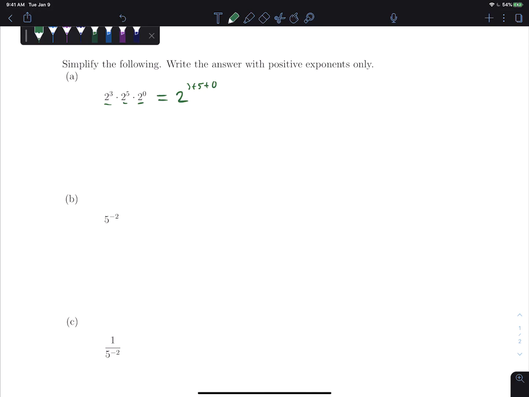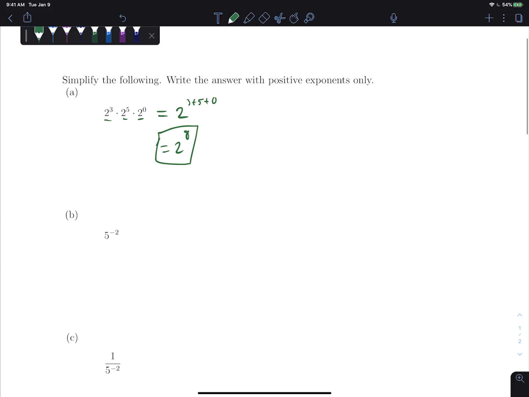What is 3 plus 5 plus 0? Well, that's 8. And for me, that's good enough. If you're using MyLab Math and you want to know how to enter that, you can either enter 2 to the 8th power if it asks for it, or just type in 2 to the 8th power in the calculator, and that will give you your answer. But for now, I'm just going to leave it as 2 to the 8th power. Alrighty.